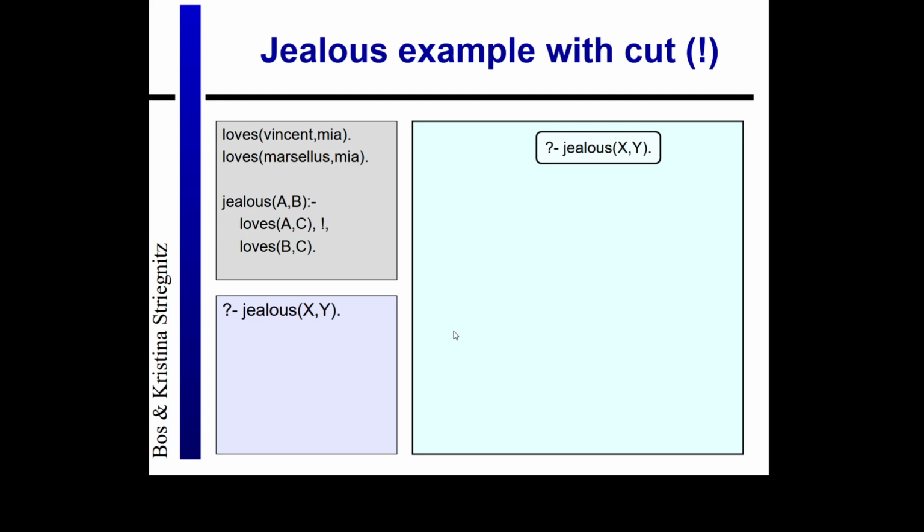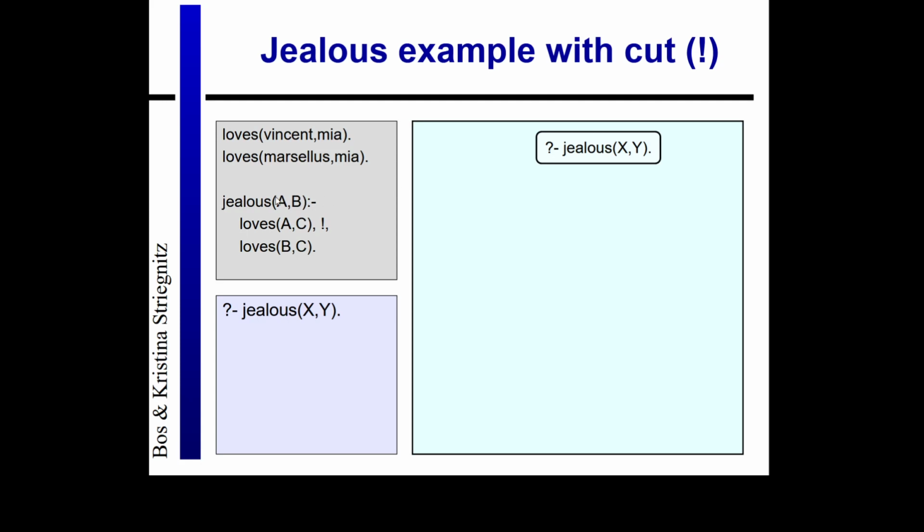So we're going to go back to our jealous example and talk about cut. If you remember all the way back to our earlier video, we had our almost love triangle where Vincent loves Mia, Marcellus loves Mia. We don't know who Mia loves, but we defined this jealous thing: A is jealous of B if A loves C and B loves C. When we did this, Vincent's jealous of himself, Vincent's jealous of Marcellus, Marcellus is jealous of Vincent, and Marcellus is jealous of himself. So we have four different results here, and what we want to do is trim that list down.